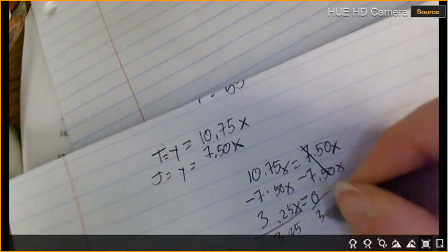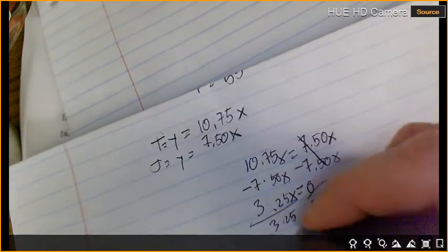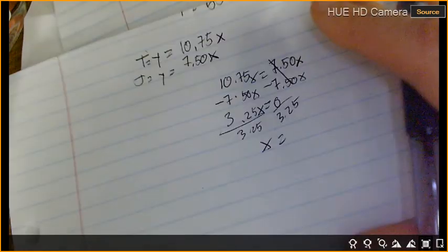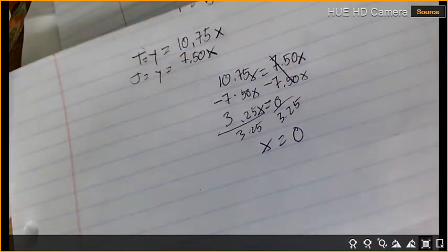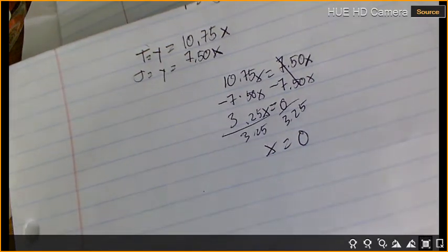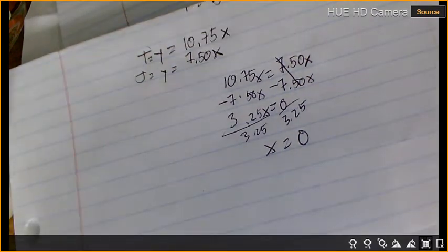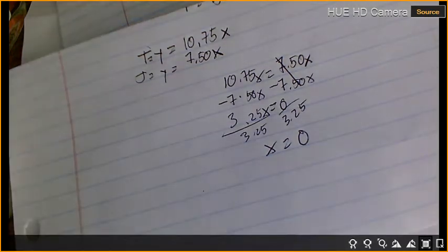So how many hours will they earn the same amount? Sorry, it's 0 hours, because they can only earn the same amount of money if they're both not working. So 0 hours. Does that make sense? And then I did 3.25 divided by 0 to get x by itself, which gave me 0. It sounds like a common sense question. It is kind of a common sense question.